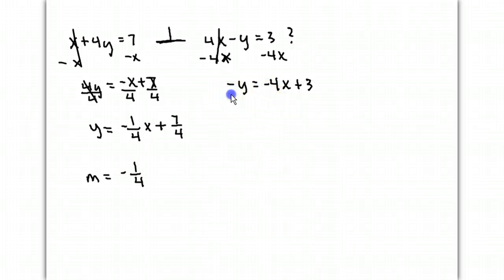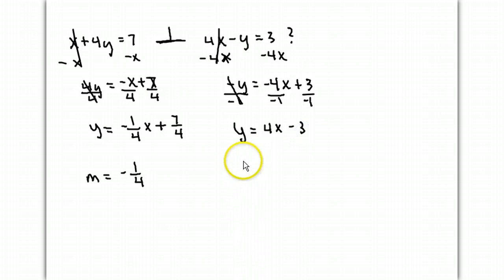And then you would divide everything by negative 1 just to make the y positive, because you want to get it in y equal and not negative y equal. So when you do this, you'll have y equal positive 4x minus 3. And so your slope here ended up being positive 4.